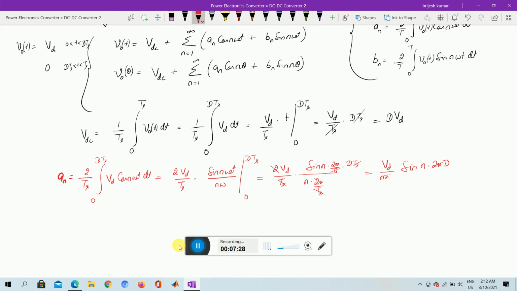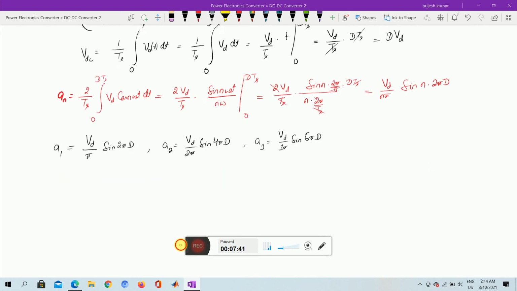So it means that this An value has a magnitude, that is A1 we can get, A2 also we get. So let us evaluate. By substituting the value of n as 1, we get Vd by pi sine of 2 pi d. When n is equal to 2, this is Vd by 2 pi sine of 4 pi d. Like 3, Vd by 3 pi sine of 6 pi d.